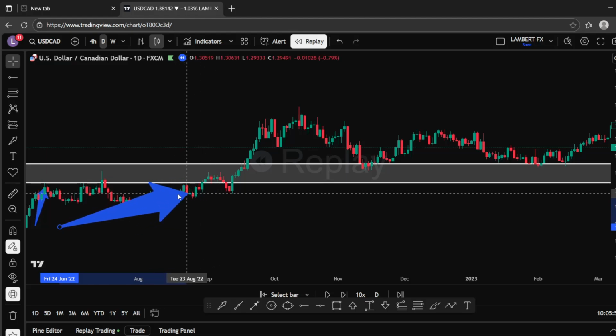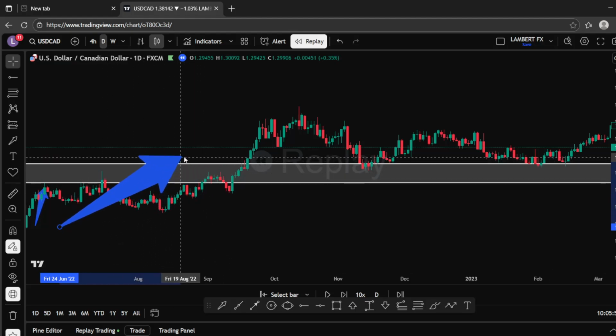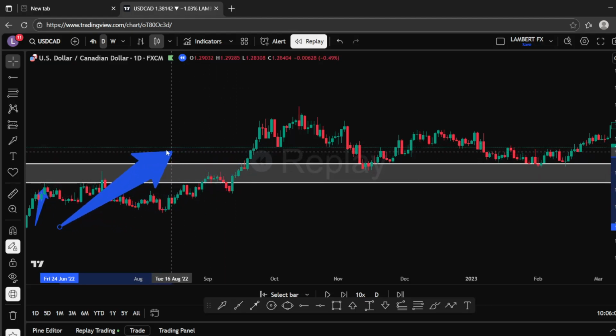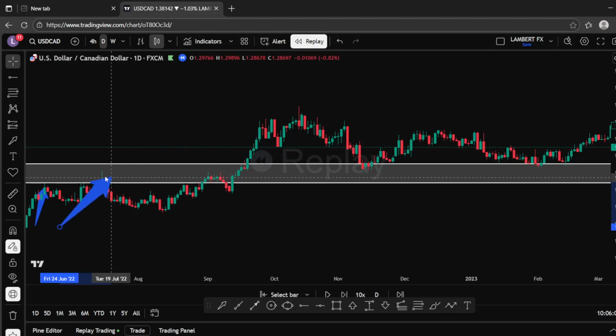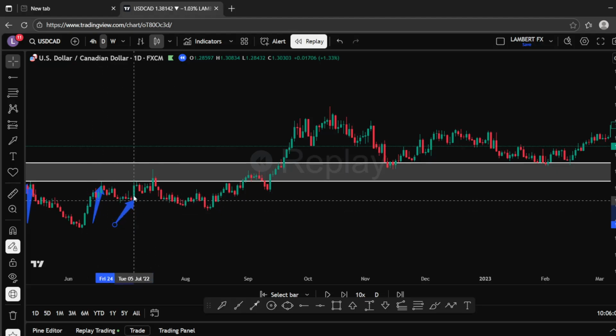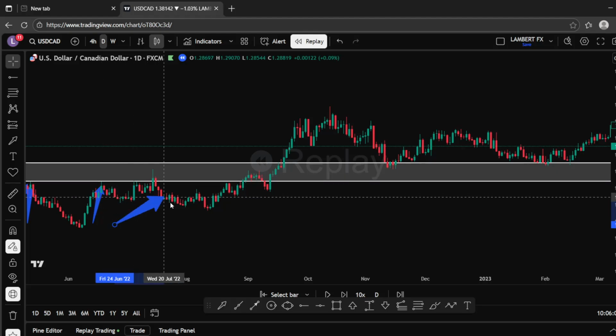So if you've gone short, your stops will be above the level, and then the breakout was to take the stops out. For the short traders, the support and resistance traders, supply and demand traders have gone short here.